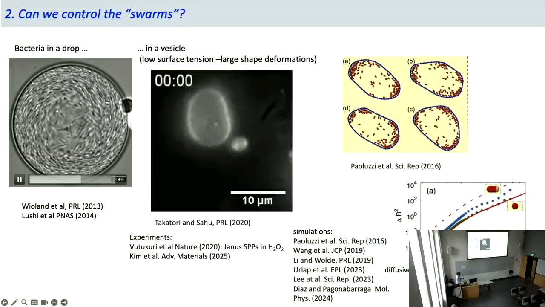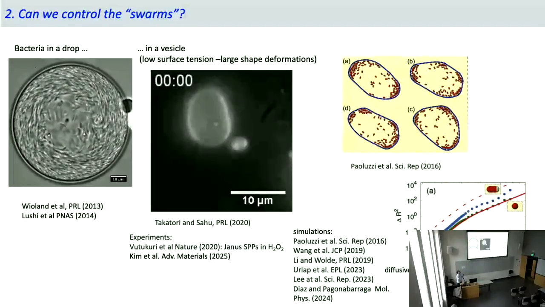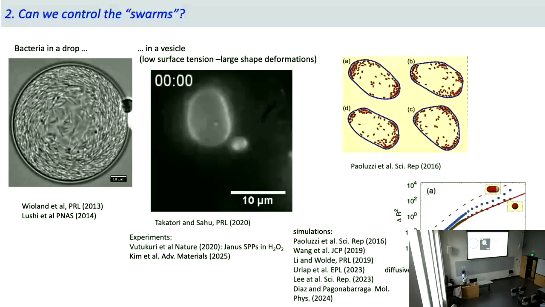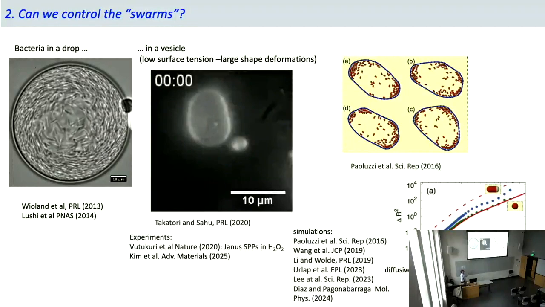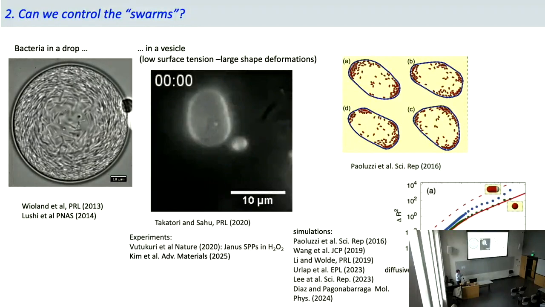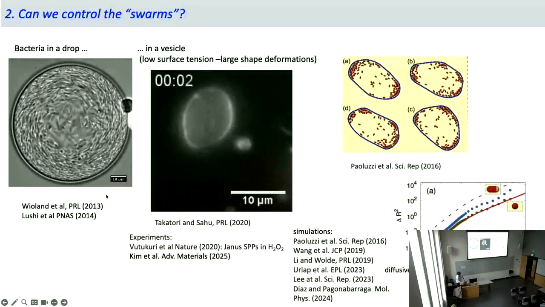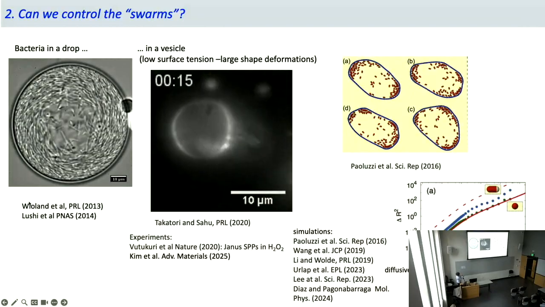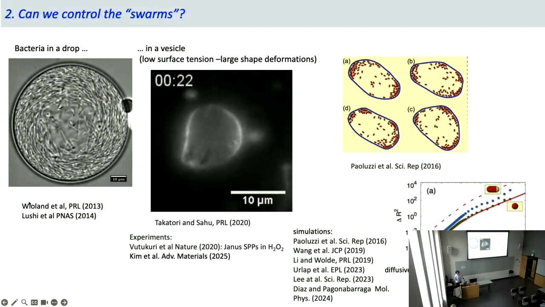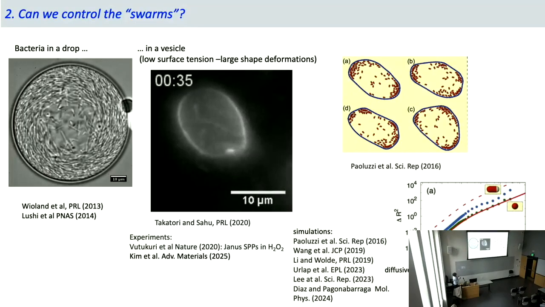What is important here is that the droplet has a very high surface tension, and the bacterium is a very weak swimmer, so it cannot deform the interface. The interface basically acts as a solid boundary. Now if the surface tension goes very low, weird things can happen. These are bacteria confined in something called a vesicle, which is just a lipid bilayer membrane with extremely low tension. It's like a balloon, and you see that this thing goes crazy.